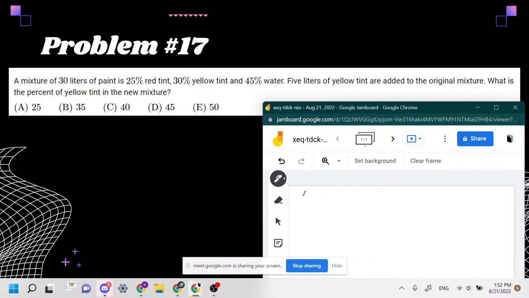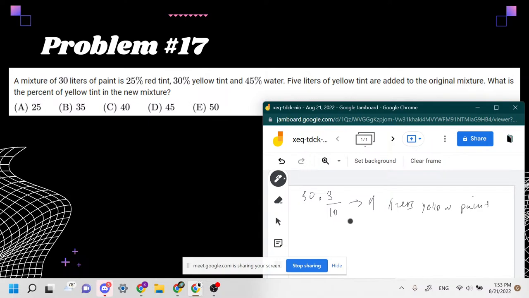So we originally started with 30 liters, and 30% of the paint is yellow tint, right? To find what amount of the 30 liters is yellow paint, we just multiply by 3 over 10, or 30 over 100, because percentage is in the hundredths place. If we do that real quick, we end up with 9 liters of yellow paint in the original.